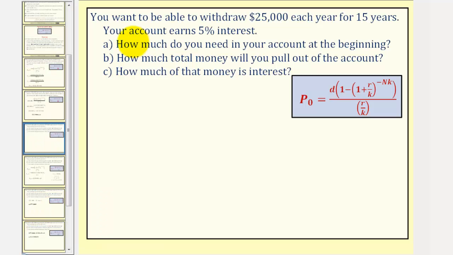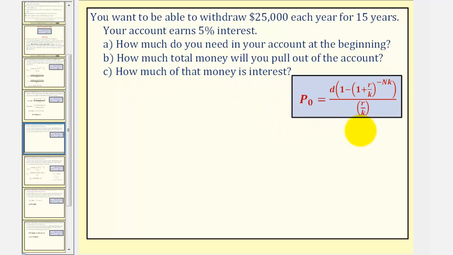In this example, you want to be able to withdraw $25,000 each year for 15 years, and your account pays 5% interest. A, how much do you need in your account at the beginning? B, how much total money will you pull out of the account? And C, how much of that money is interest?